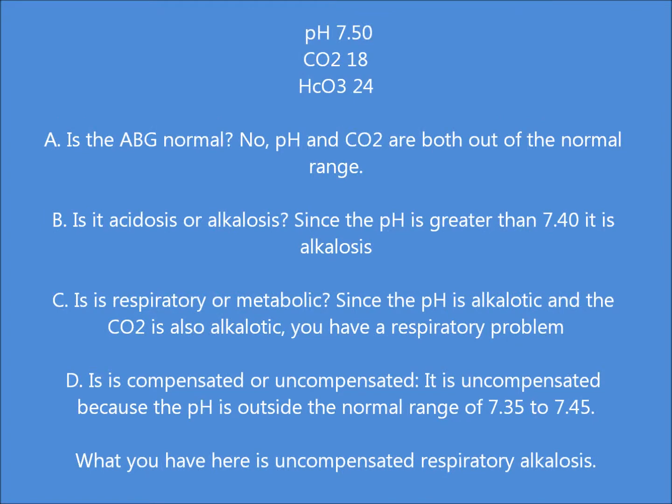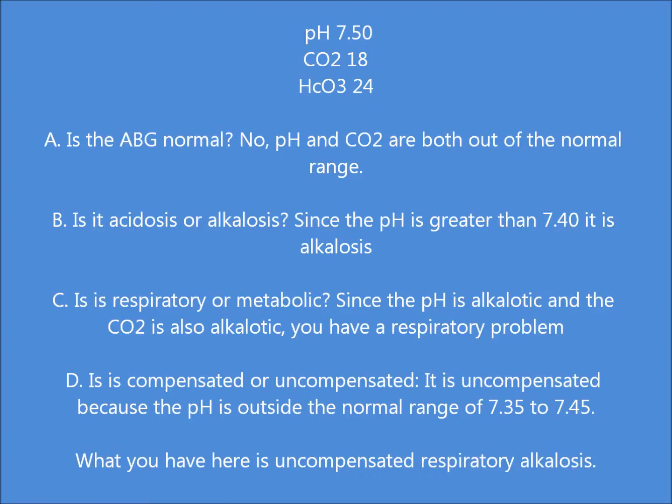For the last example, we have a pH of 7.50, a CO2 of 18, an HCO3 of 24. Is the ABG normal? No. The pH and CO2 are both out of normal range. Is it acidotic or alkalotic? Since the pH is greater than 7.40, it is alkalotic.